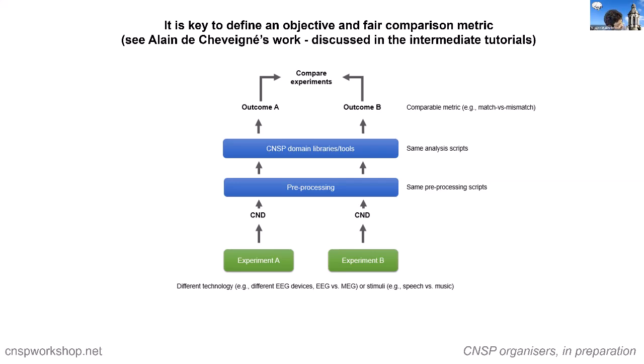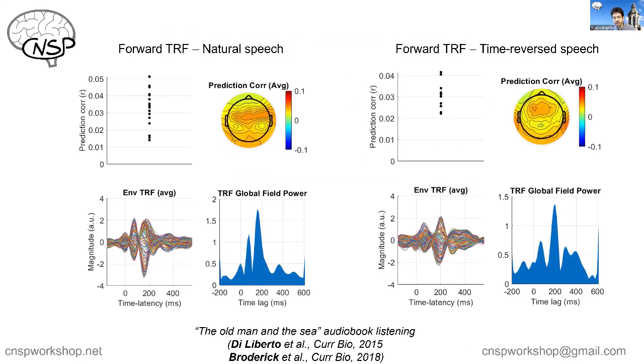And there has been a beautiful discussion about this led by Alain de Cheveigné at the COG here workshop last month or 2 months ago. I lost track of time. We were discussing what these metrics could be for comparing different analyses, different data sets. We'll discuss this a little bit in the intermediate tutorials. But here you have a couple of figures that you can get from the example tutorial script that we have on the skeleton of the CNSP workshop.